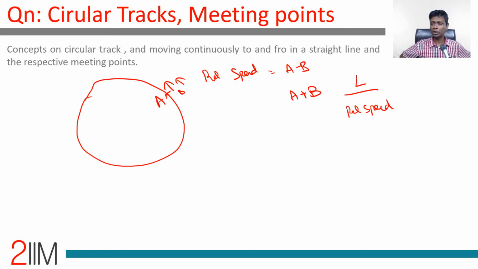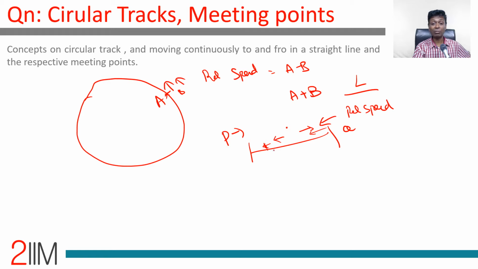For moving continuously to and fro in a straight line, it is not formulaic. Mainly because, suppose the question says P and Q, P goes like this, Q goes like this. Initially when they start off, P and Q will be moving in opposite directions, so relative speed works. After that, P will be going like this, Q will be going like this. Then after P reaches the end, Q might not yet have reached. So P will be catching up with Q.